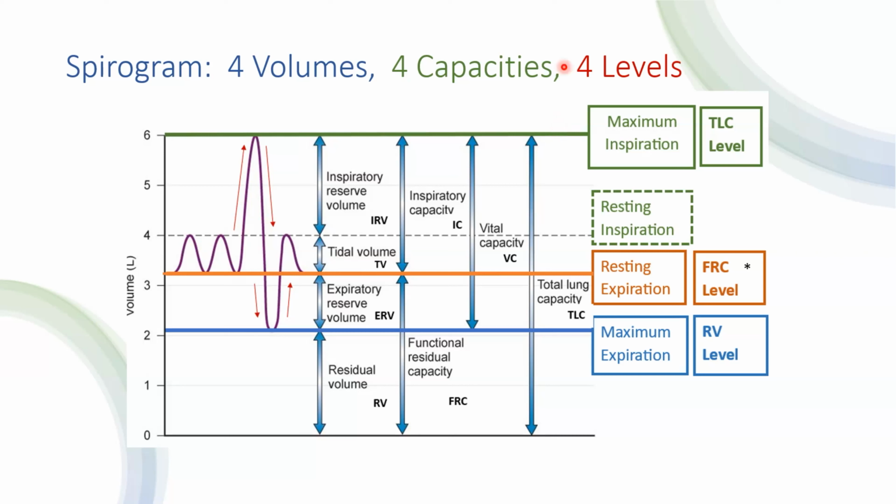So we're going to also identify 4 levels for the purpose of communication here. We've got the maximal inspiratory level, which is where you are when you have inhaled as much as you possibly can. This is going to be referred to today as the TLC, or total lung capacity level. We're going to talk about this resting expiratory level using the term FRC level. We're going to talk about the maximum expiratory level, which is where you are after you've done a maximal effort to breathe out everything you can, and we'll refer to that as RV level. And of course, once again, FRC level is the most reproducible point on the spirogram.